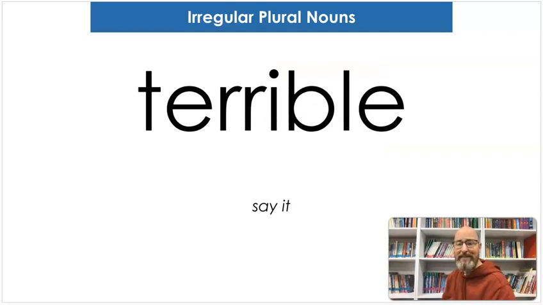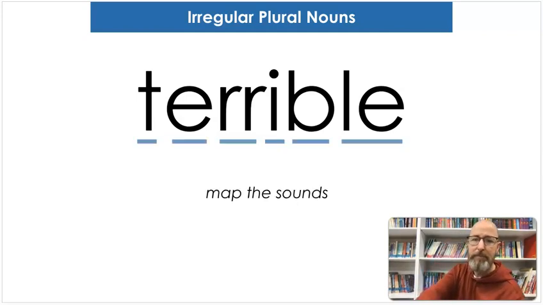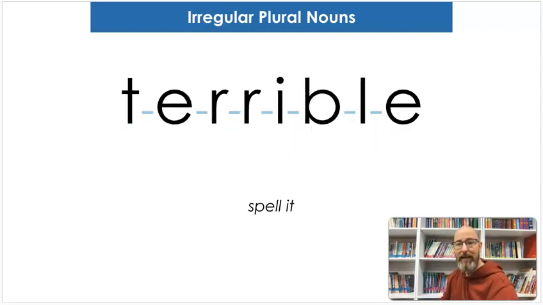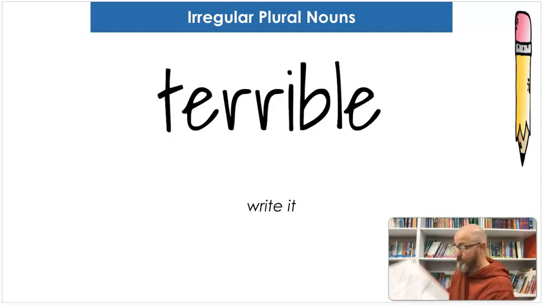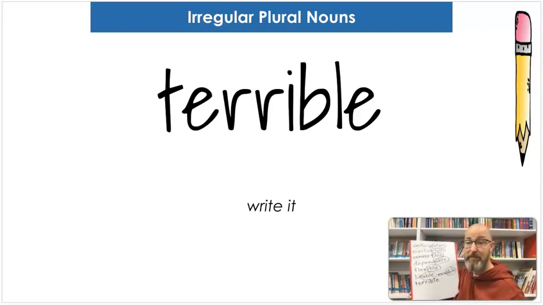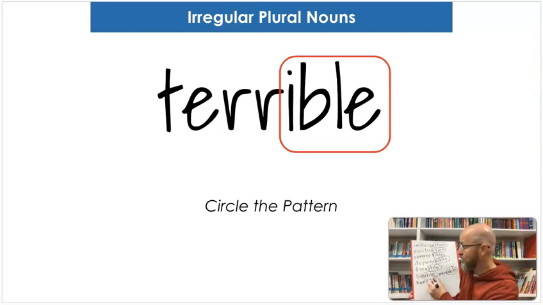Our next word is terrible. Say terrible. It's an awful word, isn't it? It's just terrible. Map the sounds. Terrible. And let's spell it. T-E-R-R-I-B-L-E. Terrible. And let's write it. T-E-R-R-I-B-L-E. And what's our Latin suffix? I-B-L-E. That's right. Circle it.